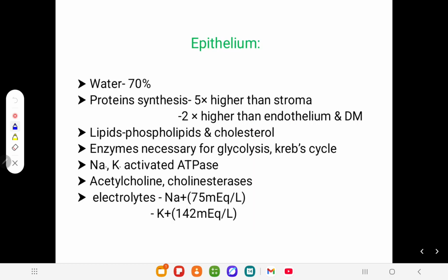Okay, so let's go one layer at a time. In the epithelium, approximately 70% is water, and protein synthesis is 5 times higher than in the stroma and 2 times higher than in the endothelium and Descemet's membrane. The highest metabolic activity happens in the epithelium. It also has lipids and cholesterol, and enzymes necessary for glycolysis and the Krebs cycle. Sodium and potassium activate the ATPase, and there are acetylcholinesterase and electrolytes at these concentrations.